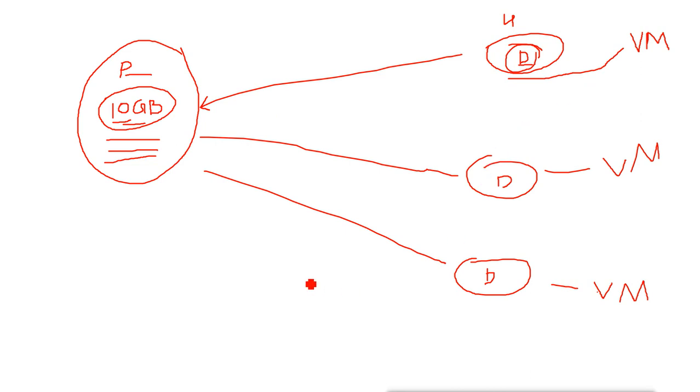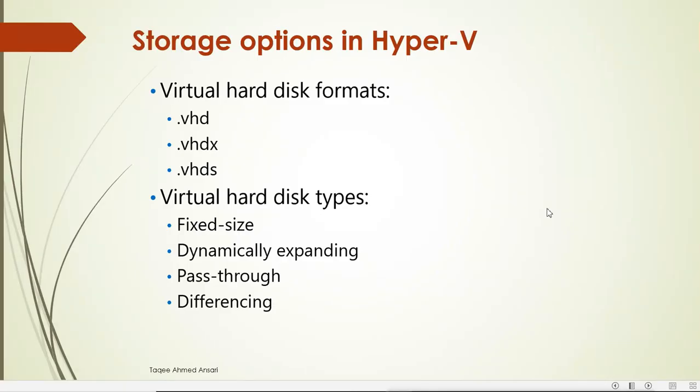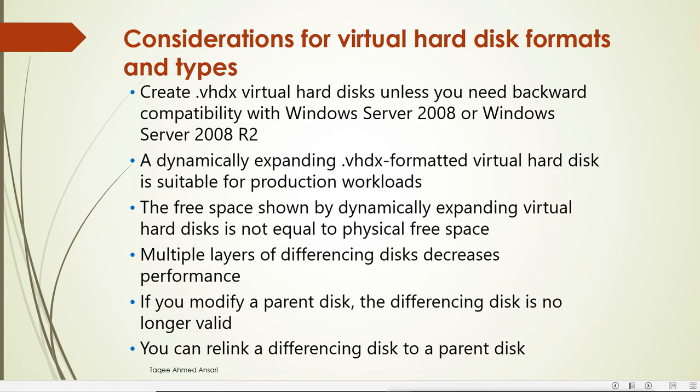So this is a benefit of using the differentiating disk. But there is a drawback. If you use multiple child disks or differentiating disks from a single parent, then it will reduce the performance. It will reduce the performance of these virtual machines because they are getting the main operating system or main configurations from the single parent. So that is the differentiating disk.